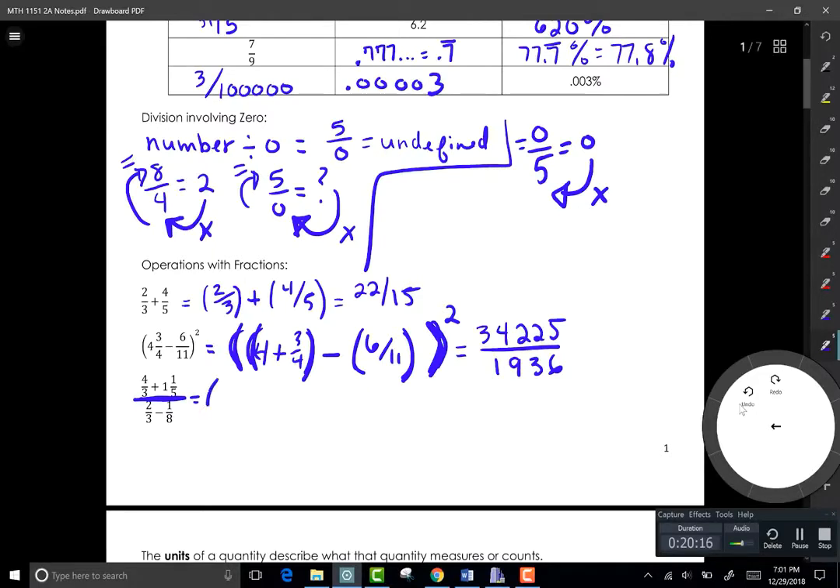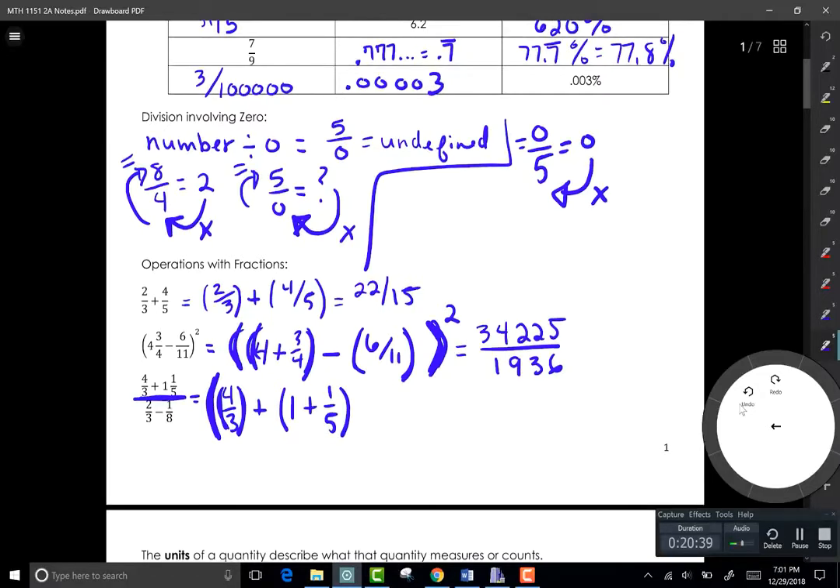So I'm going to put in parentheses for the numerator 4/3. That goes in parentheses. This goes with the numerator, and this goes with the fraction 4/3. Plus, then I do my fraction of 1 1/5. So I have 1 plus 1/5. And then I close that.